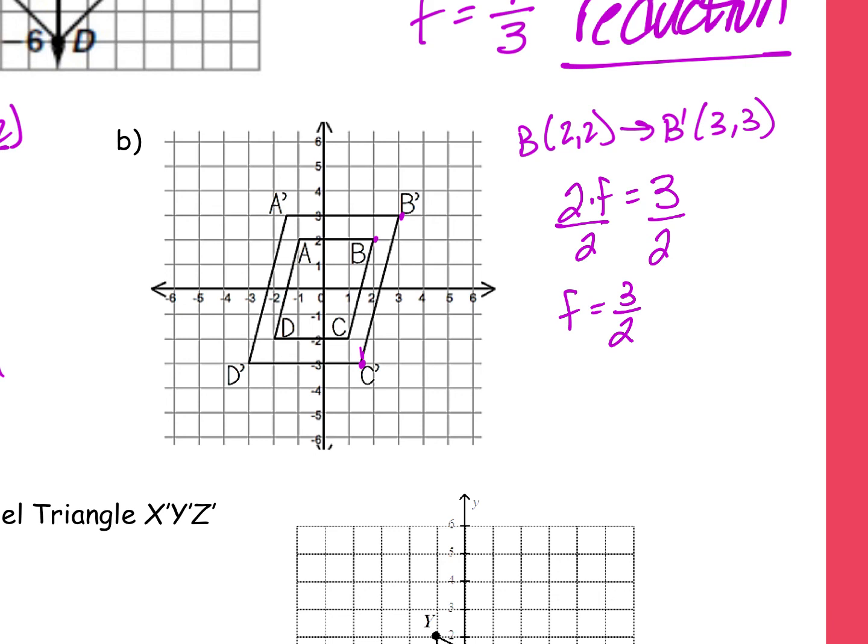Can't simplify it because 3 is already as low as it can go and 2 is already as low as it can go. So is it a reduction or an enlargement? It's getting bigger, because I started inside and it got bigger. Good. So you could write it as 1.5 too. Enlargement. Yes, you could write it as 1.5 also.